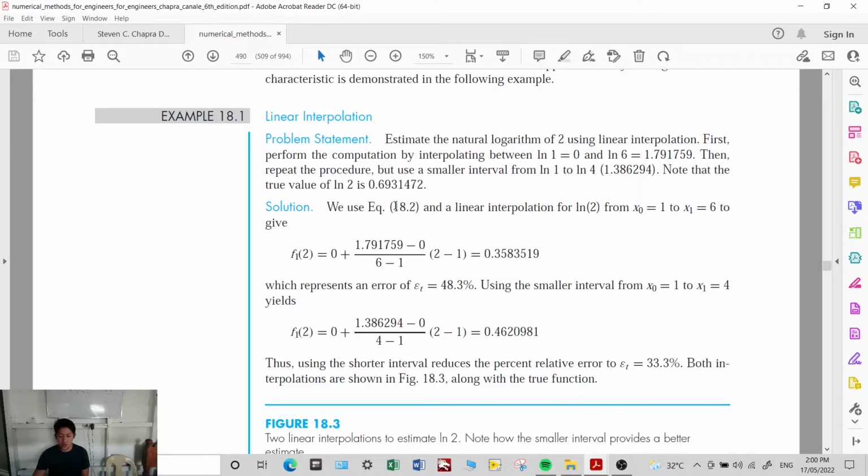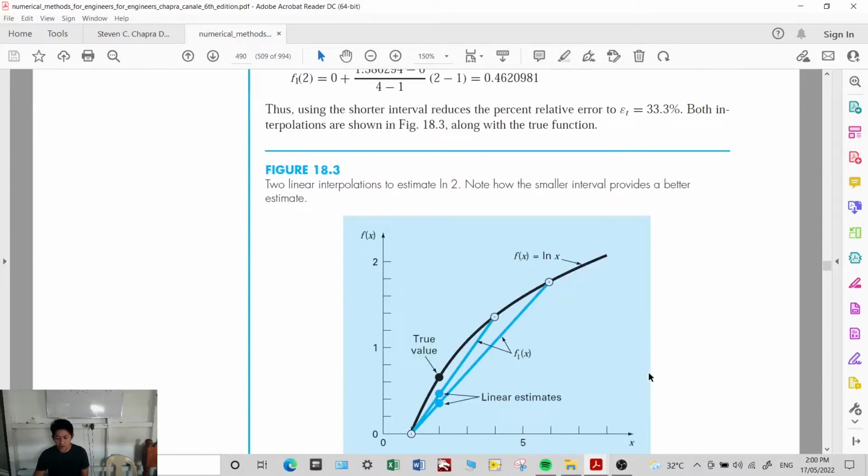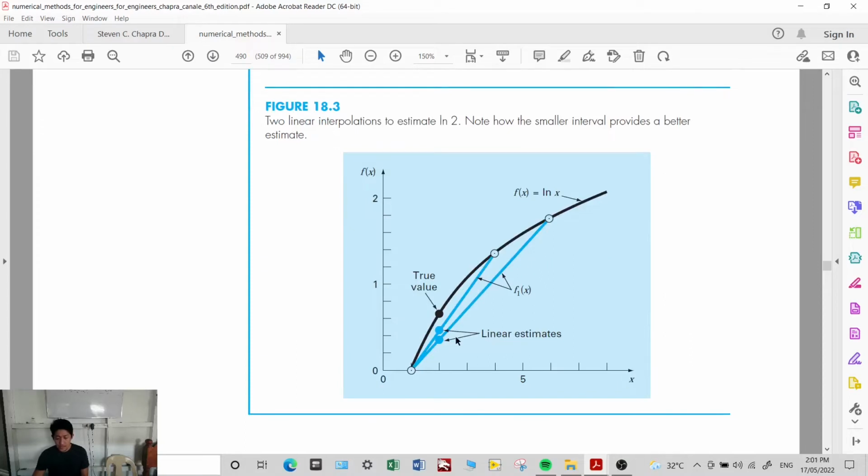So it's close to the value of 0.69. And this would give you the true error of 33.3%. Okay, so what you have noticed is, as you decrease the interval, the error also decreases. No?